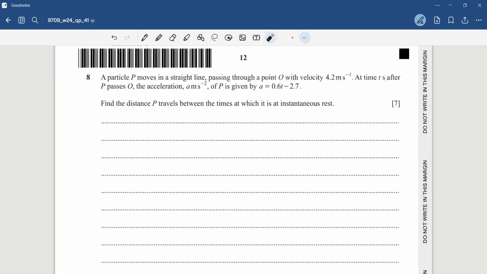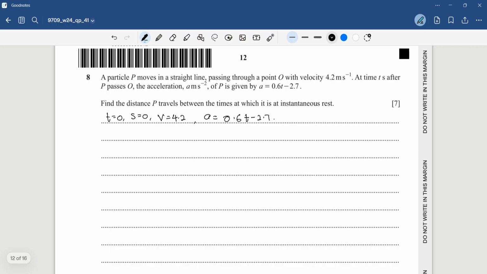Now let's move on to the very last question. A particle P moves in a straight line and passes through O with a velocity of 4.2. So when t equals 0, s equals 0 and v equals 4.2. After passing through O, the acceleration is given by a equals 0.6t minus 2.7. Find the distance P travels between the times at which it has an instantaneous rest.